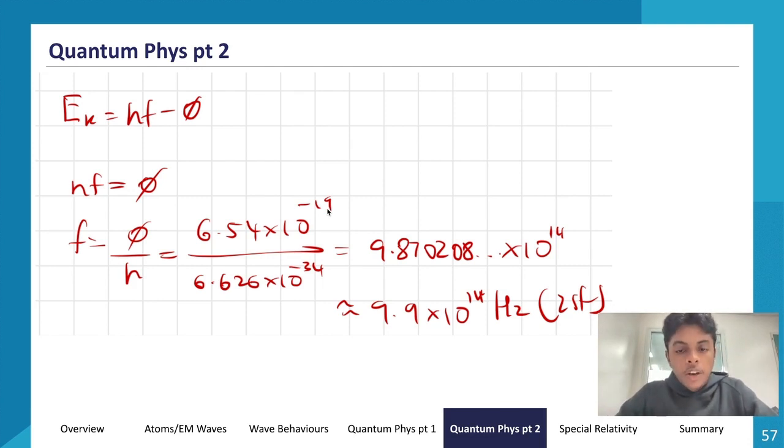And that gives us a value of 9.870208 times 10 to the power of 14, which is equal to approximately 9.9 times 10 to the power of 14 hertz, to two significant figures.